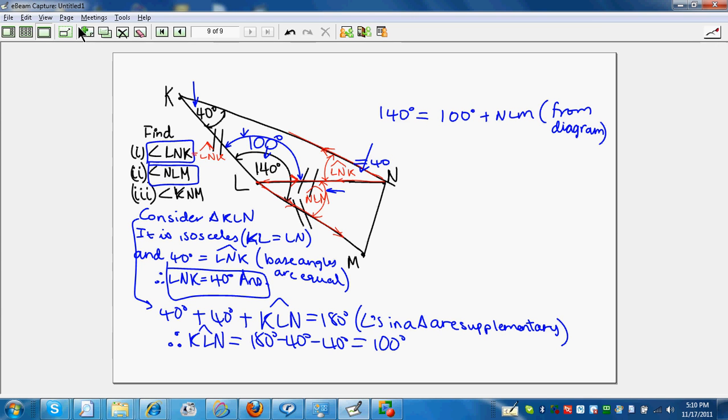This 140 here is equal to 100 plus NLM. So we could say 140 minus 100 will be equal to angle NLM, which is what we're interested in, and therefore angle NLM will be equal to 40 degrees. Right? If you say 140 minus 100, you'll get 40 degrees. So that is the second one, angle NLM. So that's also an answer.